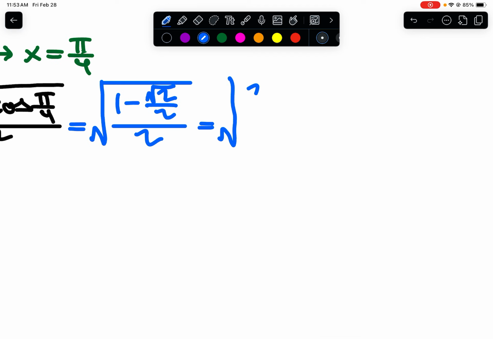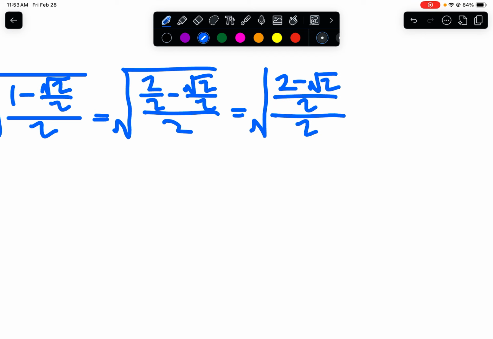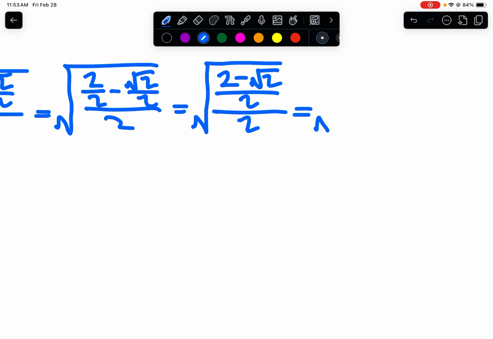So then I'm going to change this to 2 over 2 minus root 2 over 2, get a common denominator so I can combine. And then when I get here, I'm going to have 2 minus root 2 over 2, and then all divided by 2 when I consolidate the numerator. And then I'm going to rewrite as 2 minus root 2 all over 4 when you move this 2 right here to the bottom.